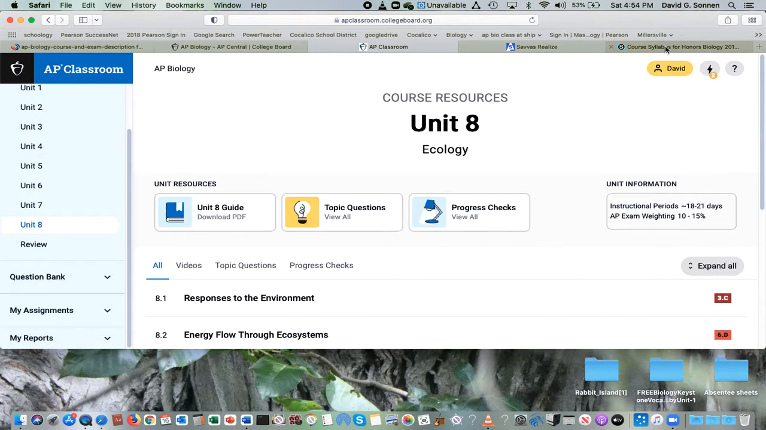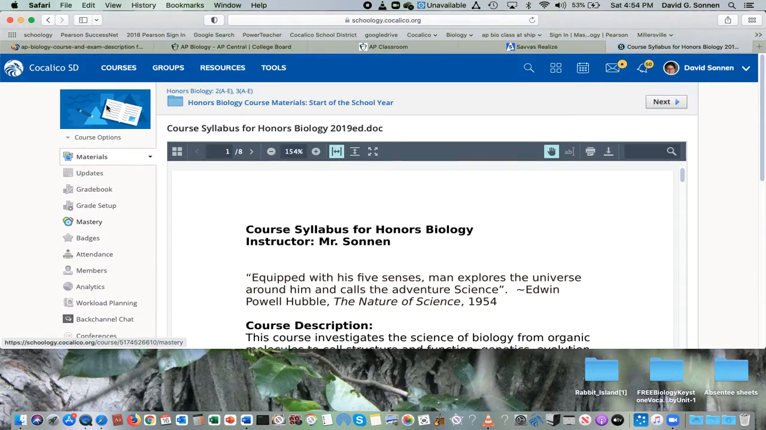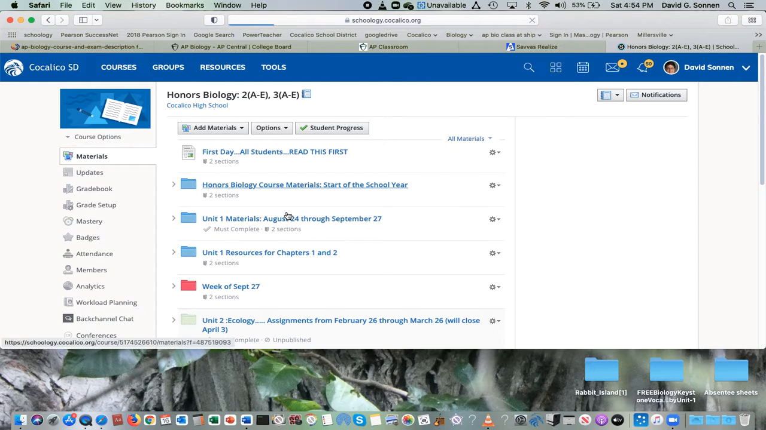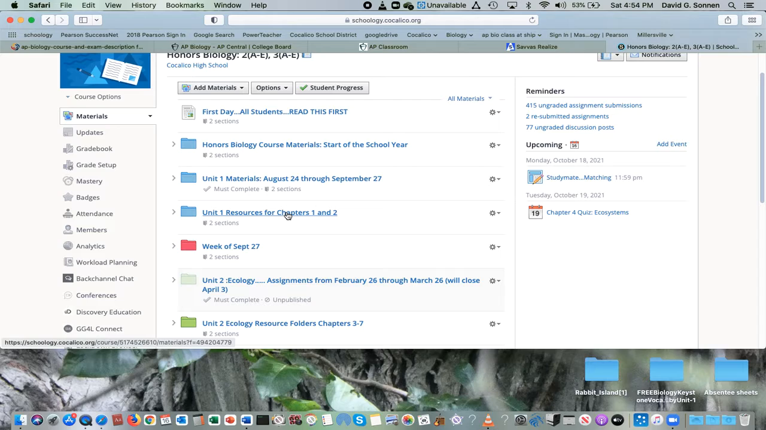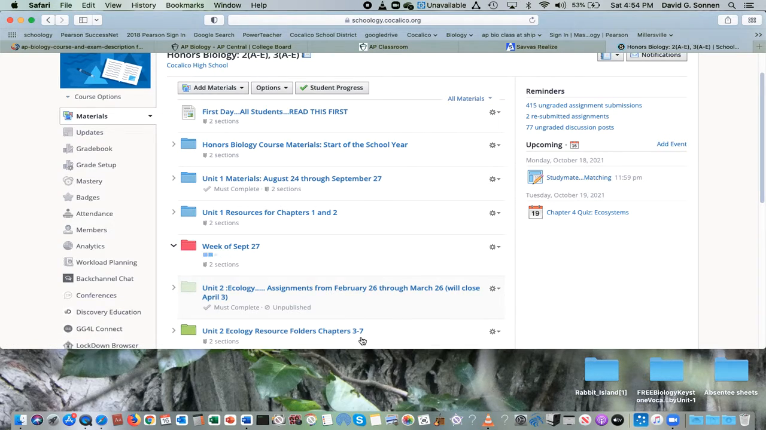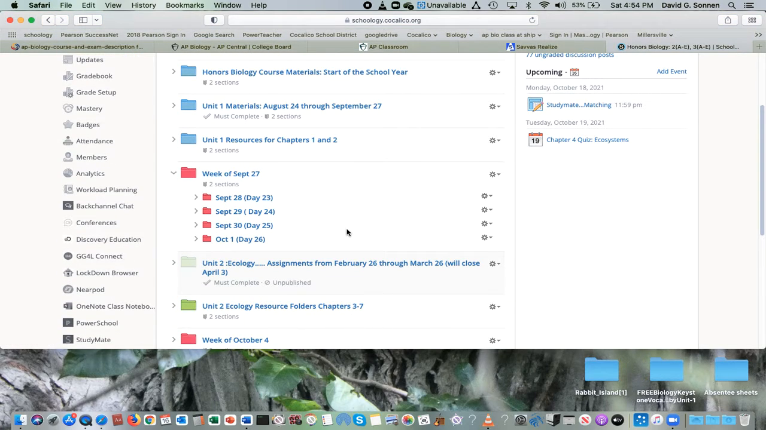The honors biology course is on Schoology, and again, if we go back to the original start page, you will see each unit is often broken down by the dates where the units were covered. Within each of those units, there will be resource folders that they can access, broken down by chapter. And then within each week, you will see daily lessons where items are posted.